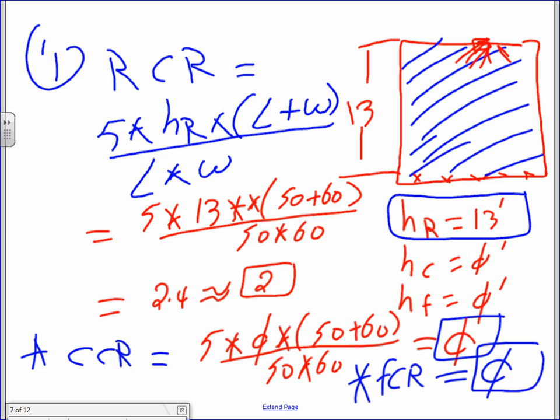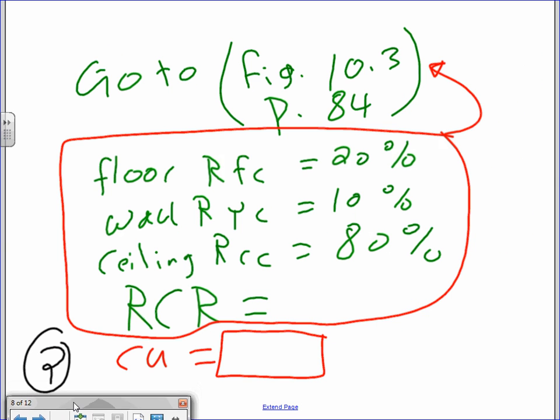Okay, now we found the first thing, which is room cavity ratio. Can I move on? Yes, no, Chad? Okay. So let's go next, guys. Go to Fig 10.3, page 84. Now tomorrow, Derek, open the book. When you reach that one, you know that's the one I'm going to use, and make sure you know how to use it.